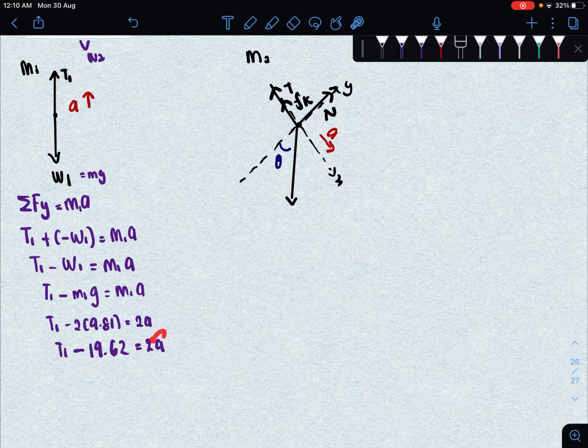So as you can see, kita tak dapat cari A lagi sebab kita ada lagi satu unknown iaitu T1. So saya nak jadikan T1 sebagai subjek. Tak apalah, kita biar dulu. Alright, so this is my first equation sebab kita ada dua unknown.